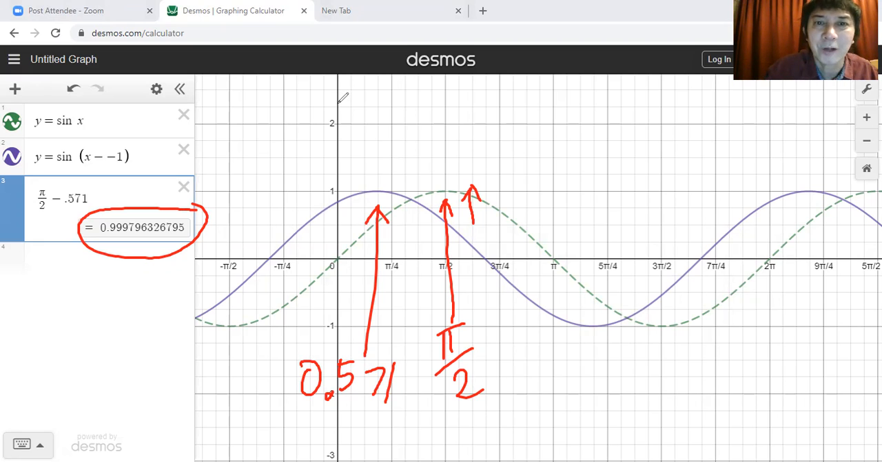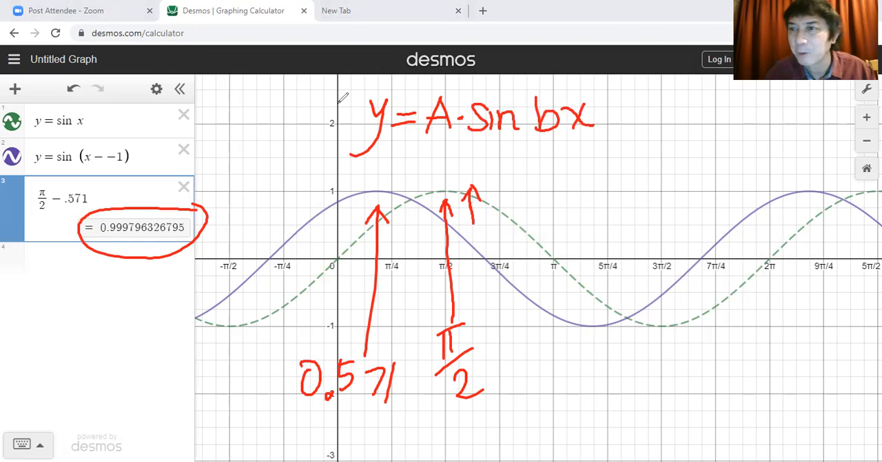Remember, let's go back. Y is equal to A, that's for the amplitude, times sine of bx. The B is for the frequency and the period. So if you include a third variable for the x, minus h, the h is for the horizontal translation. So A is for amplitude.